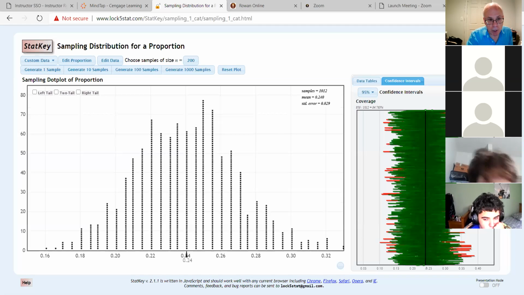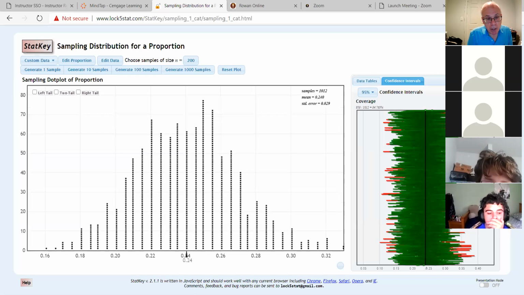So here's the deal with interpretation. When we create a confidence interval, and we'll do so with StatKey in another screen, when we say it's a 95% confidence interval, what we're saying is the following: we're 95% confident that the interval that we created contains the population parameter, okay?